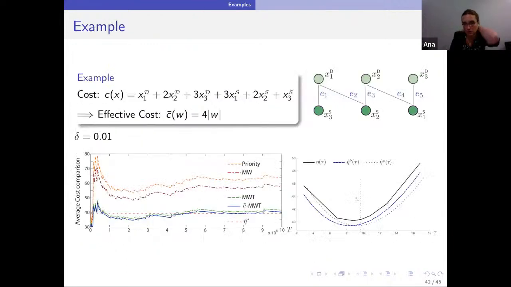This is one numerical example where you can see that this C tilde max weight with threshold is really outperforming the max weight policy, for example.